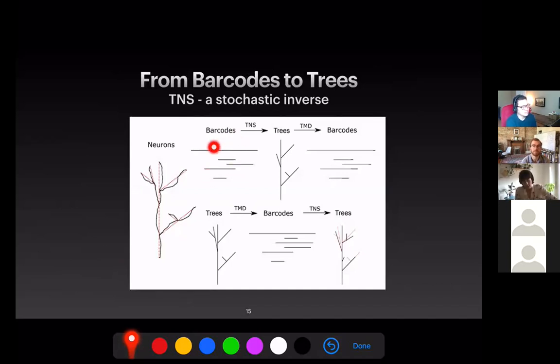If we start with the barcode, obtain a tree using the TNS, and compute the barcode, you can see that the two barcodes are not exactly the same. And similarly, if you start with a tree, compute its barcode, and then generate a new tree with a TNS, you're going to end up with something that looks roughly the same, but not exactly. And this is used by Lida and the Blue Brain project, for those who know about it, to generate artificial neurons.